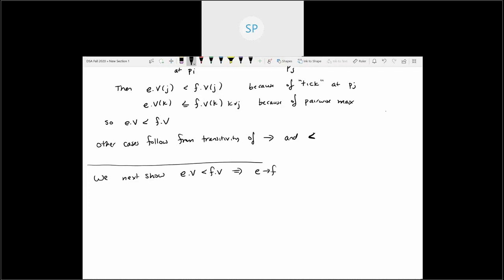Okay, so this is what we didn't get from the weak clock condition. This is the other direction. And instead, we're going to prove the contrapositive. Which is what? Anybody?